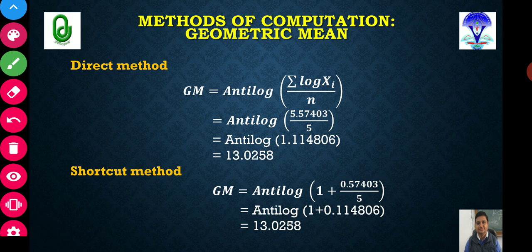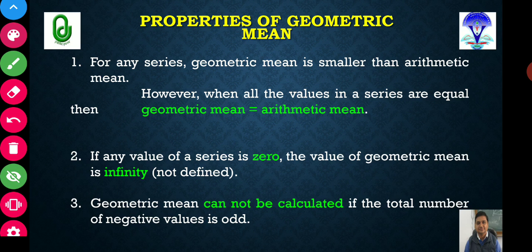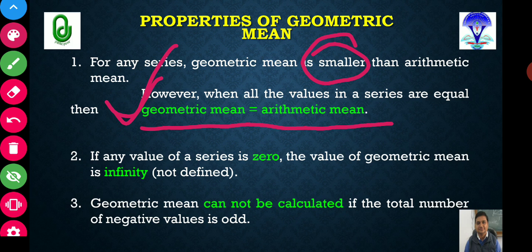Now, what are the properties of geometric mean? For any series, the geometric mean is smaller than the arithmetic mean. You have to always remember that. However, when the values in a series are equal, the geometric mean will be equal to the arithmetic mean. So the geometric mean is always lesser than the arithmetic mean, but when the values of a series are equal, then the geometric mean will be equal to the arithmetic mean.